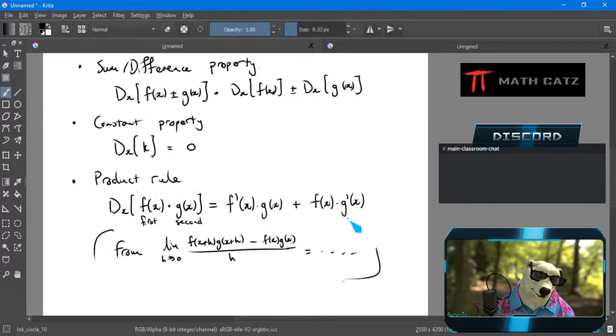But even if I see the proof, it's not going to help me memorize it. I just have to remember. Say it over and over. Derivative of the first times the second, plus the first times derivative of the second. Okay. How do we feel about that?